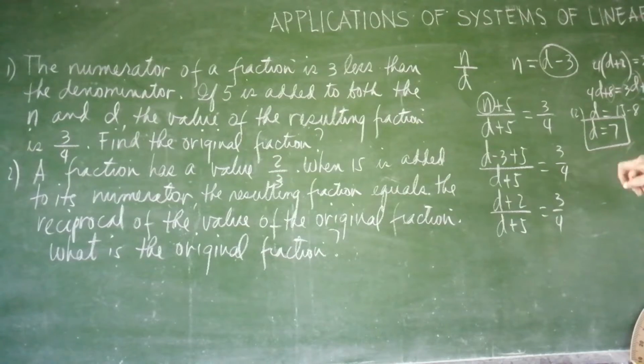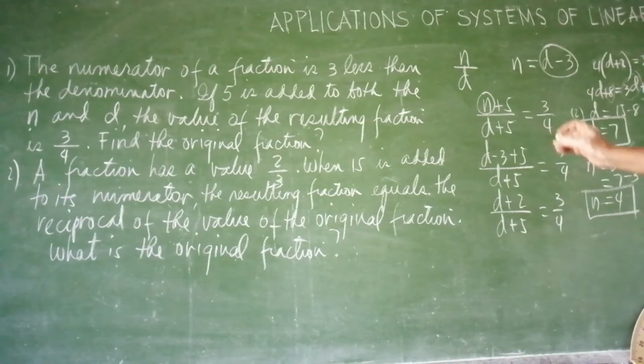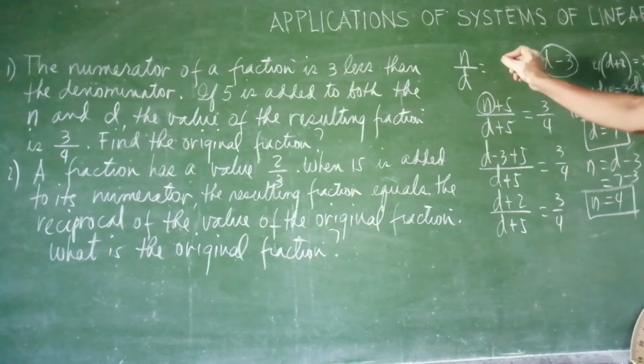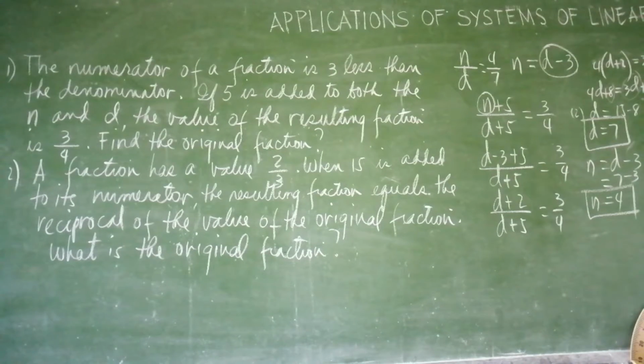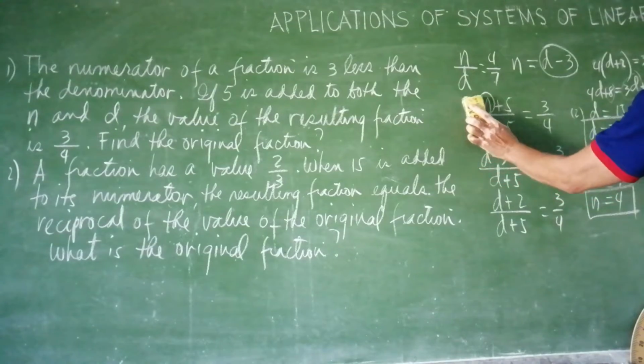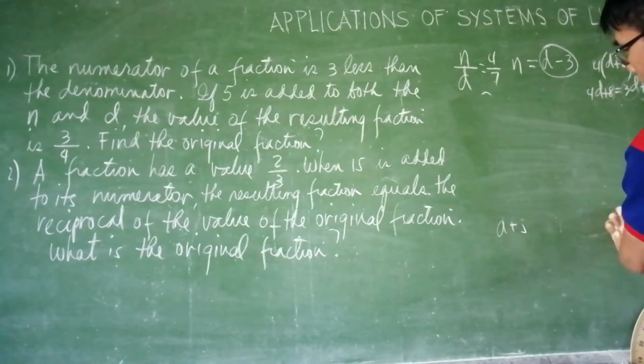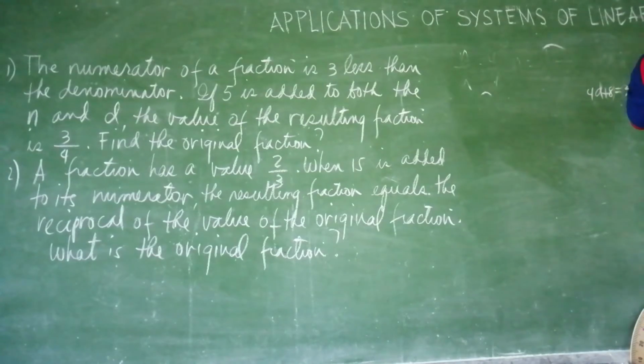So that's the denominator. So we can now solve for the numerator. So d minus 3. So substitute d with 7 minus 3. So that n will be equal to 4. So therefore, the original fraction is 4 over 7. Okay, so that's the solution to the problem. Now we go to number 2, erase. So erase this.